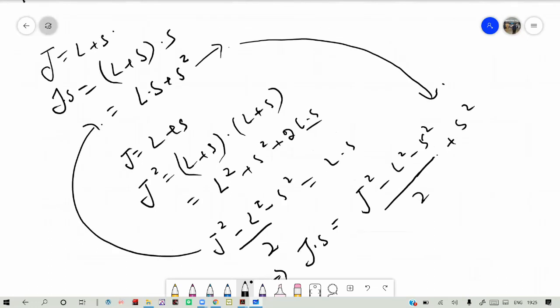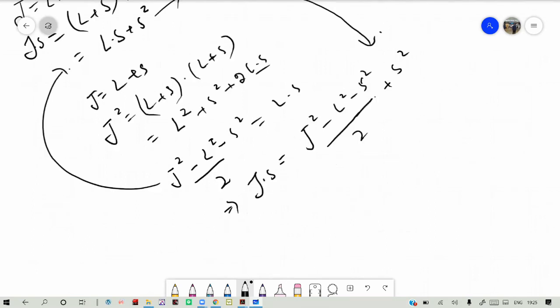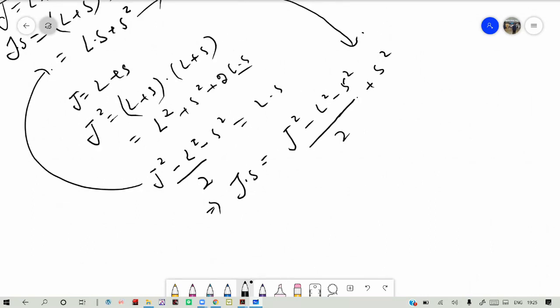Can you see it? Yes, sir. J dot S is equal to J squared minus L squared minus S squared, divided by 2, plus S squared. Plus twice it is 2. Okay, this is 2 here.